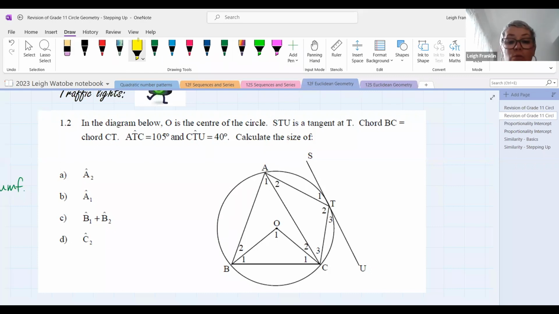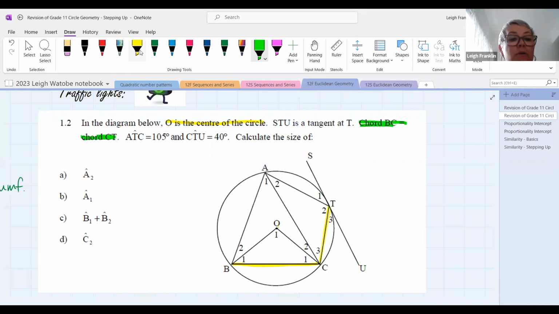Again, they've told us that O is at the center of the circle, so that's this point over here. They've told us that STU is a tangent, so our tangent is over here. Chord BC, this line over here, and chord CT, this line over here, are equal in length. This leads back to something we were saying last time when we were together: when we've got equal chords, that means something important for us as well.